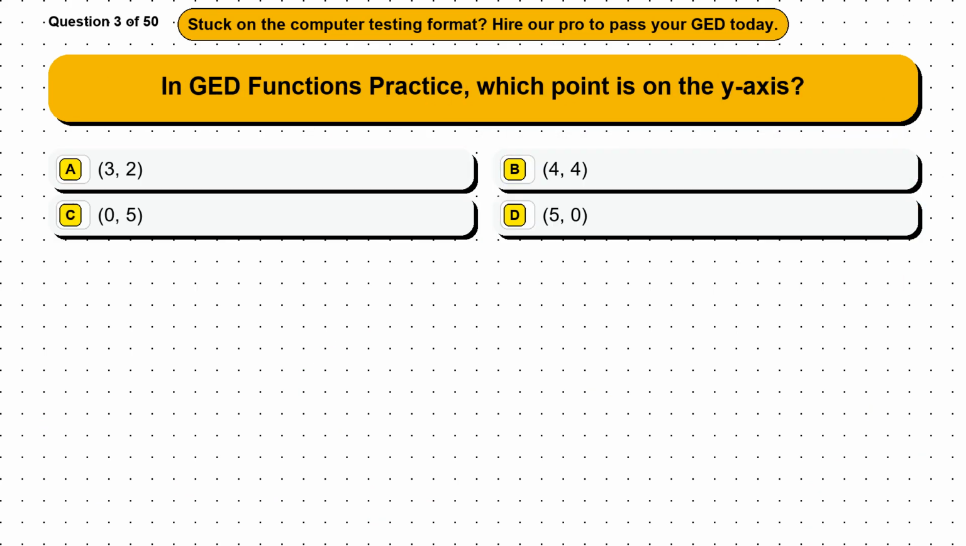Question 3. In GED Functions Practice, which point is on the y-axis? Option A: 3, 2. Option B: 4, 4. Option C: 0, 5. Option D: 5, 0.